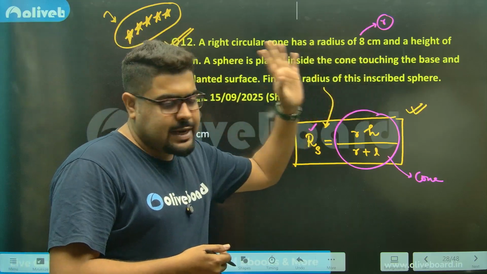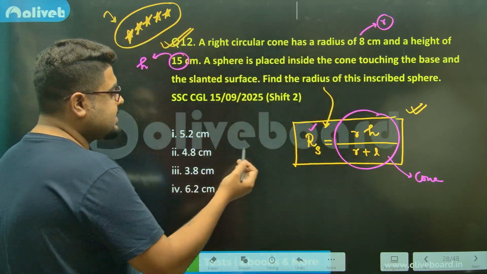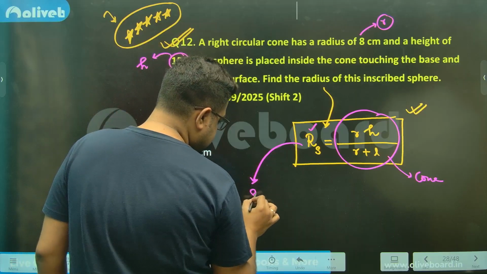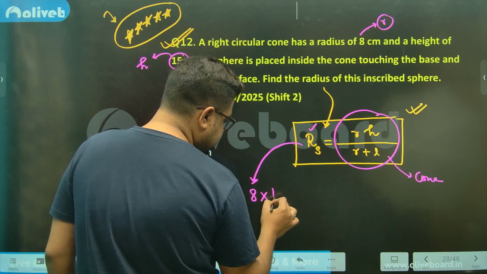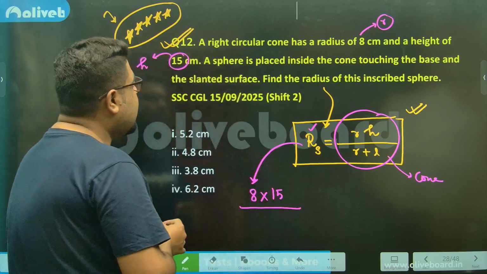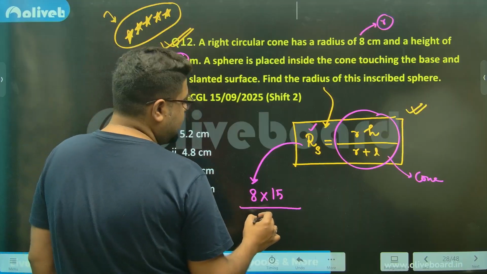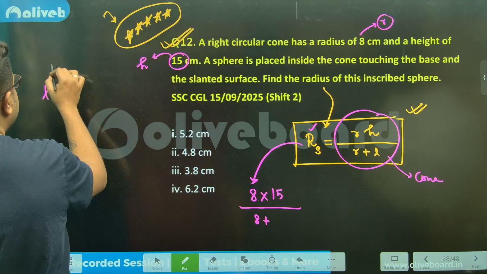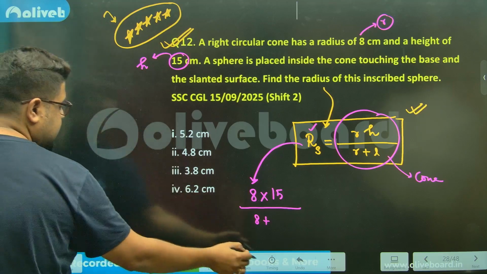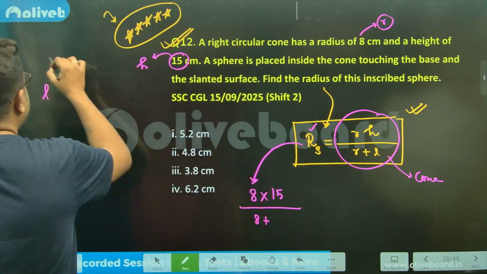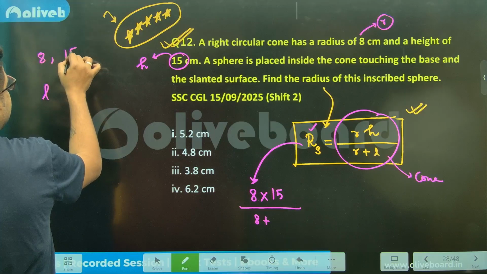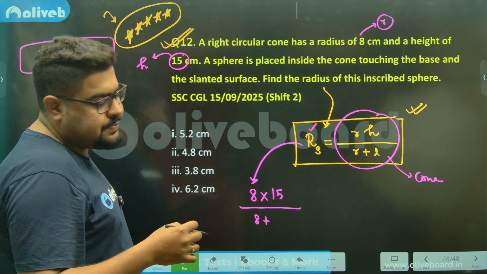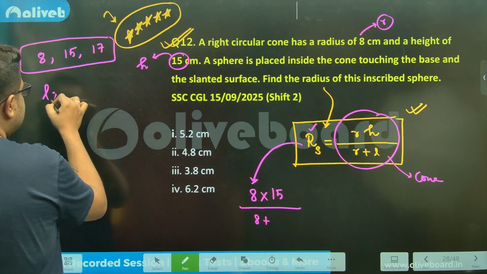Find the radius of the inscribed sphere. Again, they are asking you to find this. Just put in the values. R into H, 8 into 15, right? And sir, R plus L. R was 8. Sir, what is L? Sir, this is the Pythagorean triplet. 8, 15 and 17. This is the triplet, sir. 64 plus 225 is 289. So this is your L, R and H.